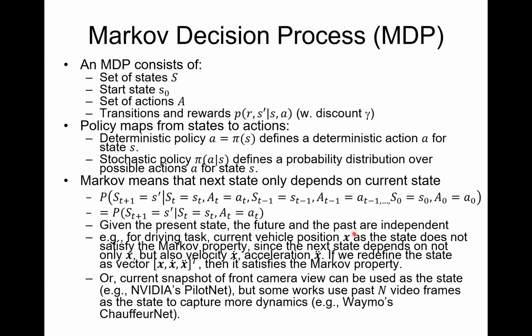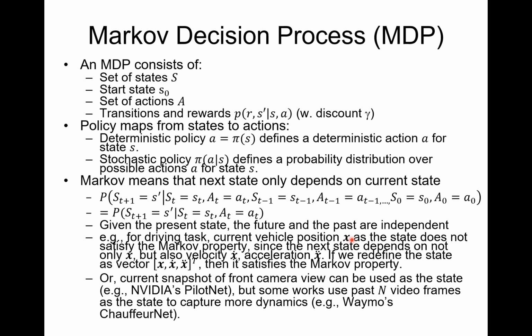So for a driving task, if you define the state as the vehicle position, the Markov property is not satisfied, because the next state depends not only on the current position, but also on the velocity and acceleration. But if you redefine the state as a vector of x position, velocity, and acceleration, then it satisfies the Markov property. So your next state's position, velocity, and acceleration is fully determined by your current state position, velocity, and acceleration.